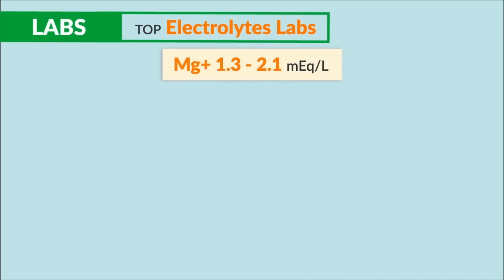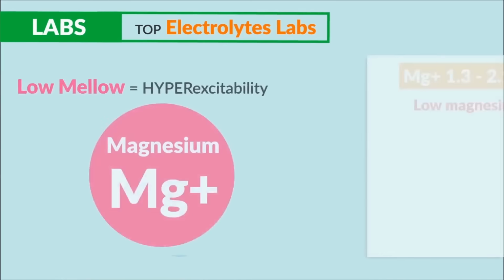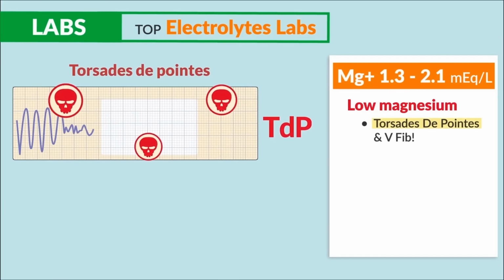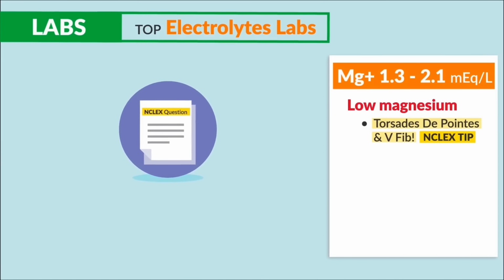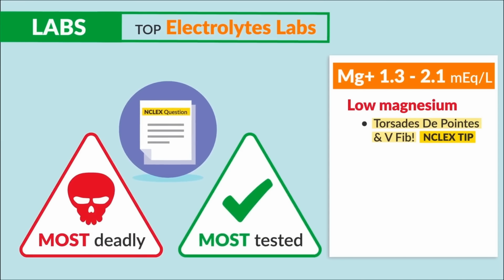Next is magnesium, 1.3 to 2.1. Just think of the double M's. Magnesium mellows out the muscles. So low magnesium, we get low mellow, basically hyperexcitability, the opposite of mellow. So we have torsades de pointes and V-fib, 2 deadly cardiac dysrhythmias that will kill your patient. So write those down. Remember, on the NCLEX, the most deadly complication is the most tested complication.